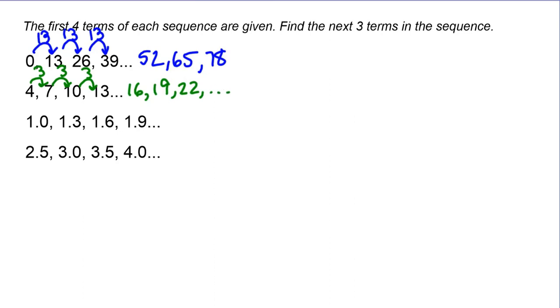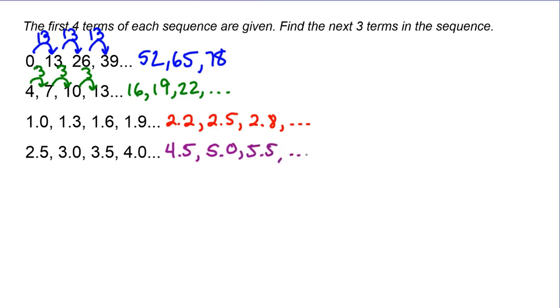The next one, 1.0, 1.3, 1.6, 1.9, these numbers are actually increasing by 3/10, or 0.3 each time. So the next numbers in our sequence here would be 2.2, 2.5, and 2.8, and so on, increasing by 3/10 each time. And then the last sequence, 2.5, 3.0, 3.5, 4.0, these are increasing by 1/2, or 0.5 each time. So if we were to extend this sequence, the next number would be 4.5, 5.0, and 5.5, and then that pattern would continue on and on and on.